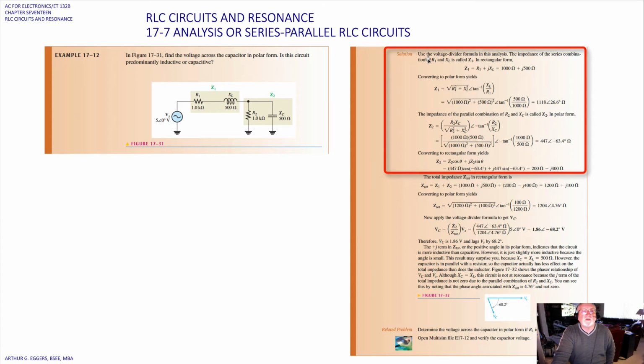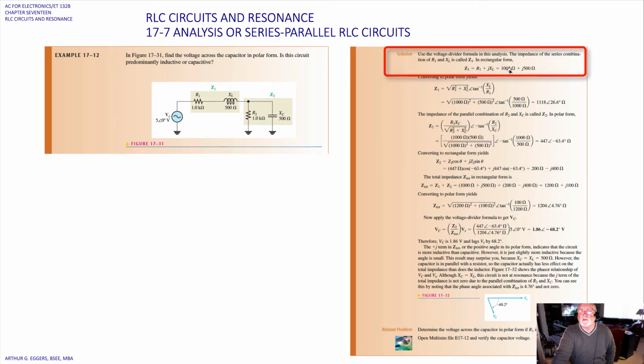In this case, they want you to find the voltage across the capacitor in polar form. Is the circuit predominantly inductive or capacitive? So, in this case, you create your rectangular solution for the vector sum. You do your conversion then into polar. The impedance in the parallel combination of R2 and X sub C, they name it Z sub 2, so that's your impedance in that branch. You're going to go through and calculate them using the polar form.